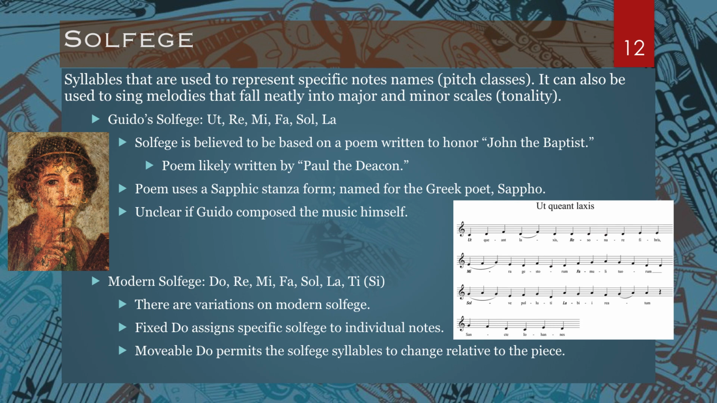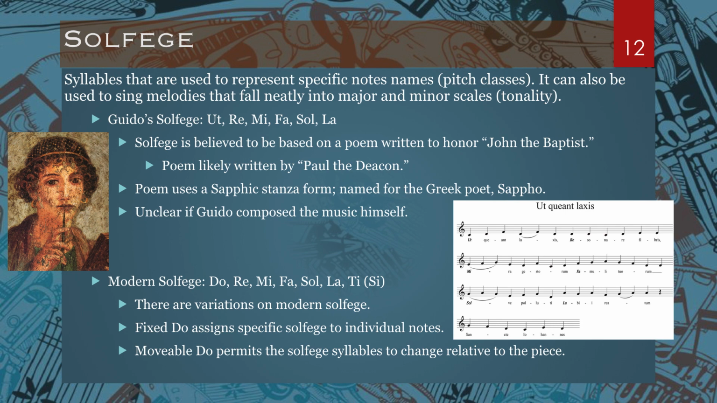The full text of the poem that is believed to be used is to your right, along with the notation that is probably most accurate for the original solfege. One thing you'll notice, which we'll talk about in the next slide, is that each syllable of Guido's solfege is actually listed in the music to your right. And I'll show you that in more detail in the next slide.